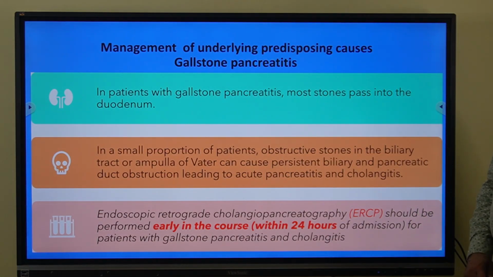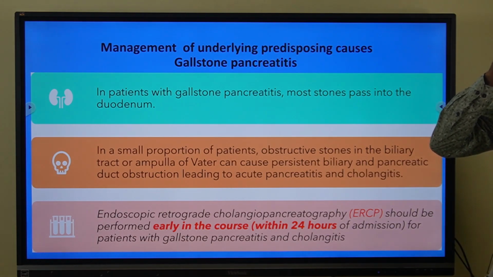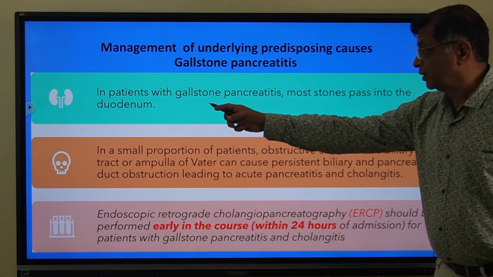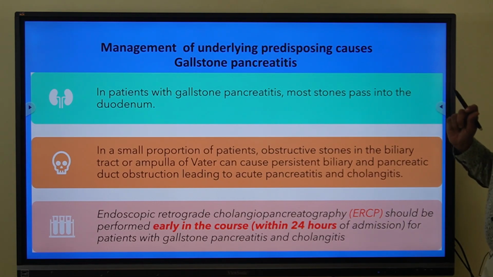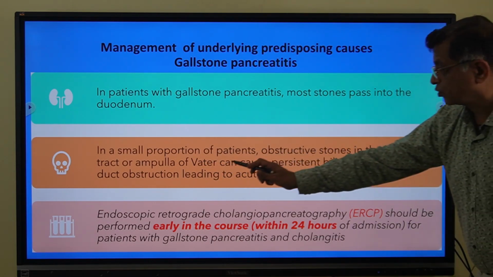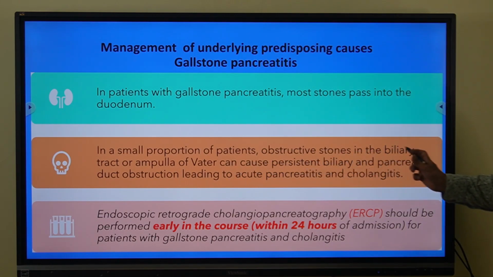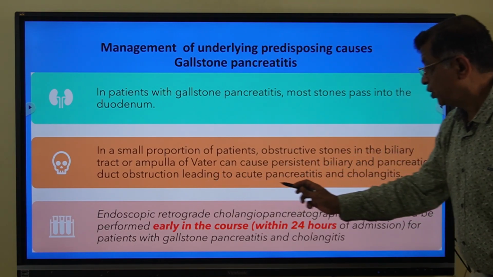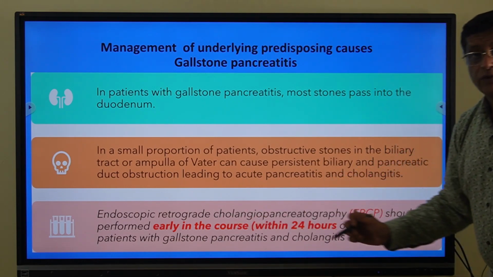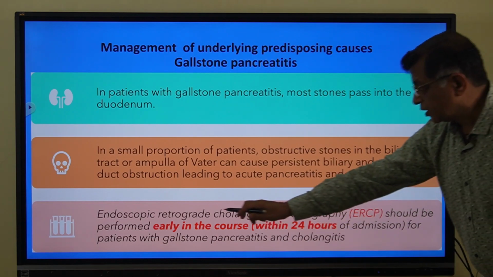So once the patient with pancreatitis starts improving, then you have to treat the predisposing causes. In patients with gallstone pancreatitis, most stones pass into the duodenum. In a small proportion of patients, obstructive stones in the biliary tract or ampulla of Vater can cause persistent biliary and pancreatic duct obstruction leading to acute pancreatitis and cholangitis. So here the ERCP comes into the role.